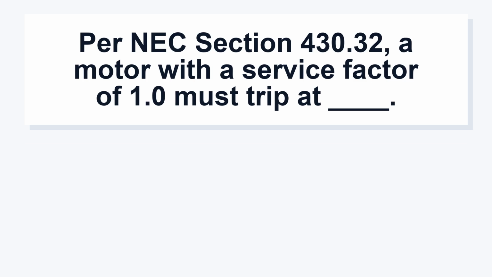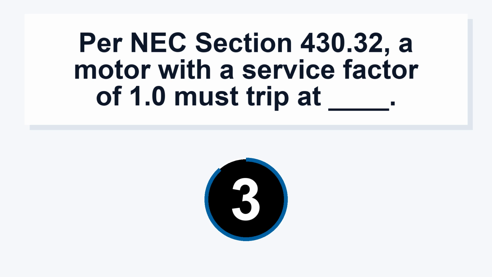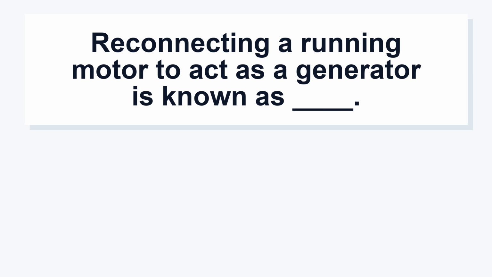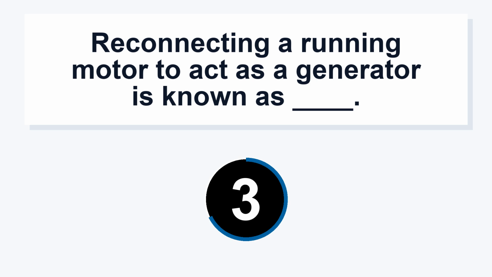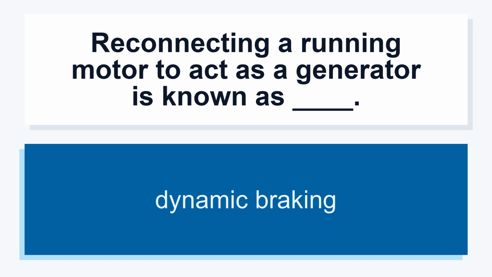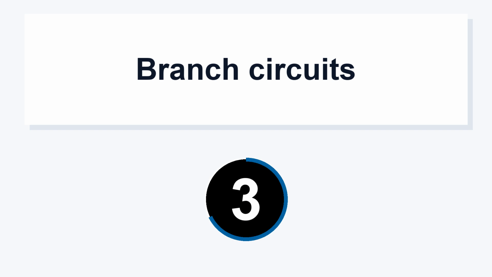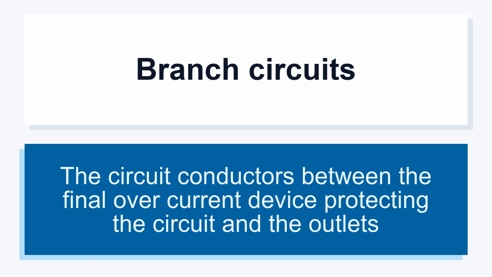Per NEC section 430.32, a motor with a service factor of 1.0 must trip at 115% of the full load current. Reconnecting a running motor to act as a generator is known as dynamic braking. Branch circuits: the circuit conductors between the final overcurrent device protecting the circuit and the outlets.